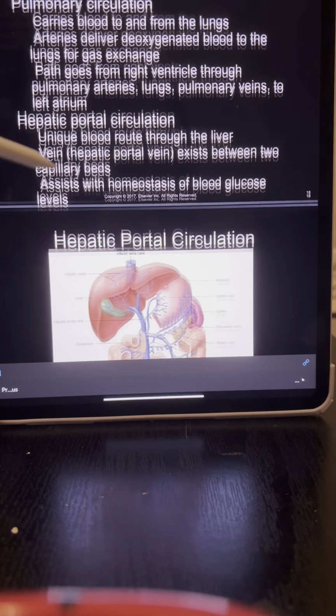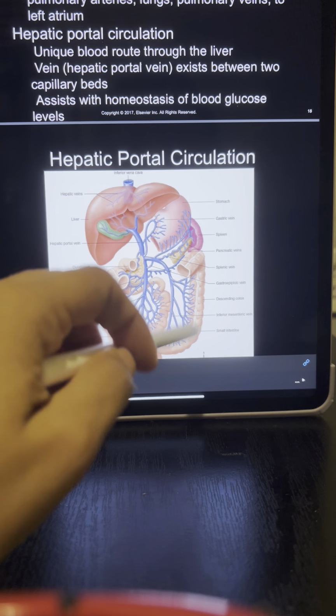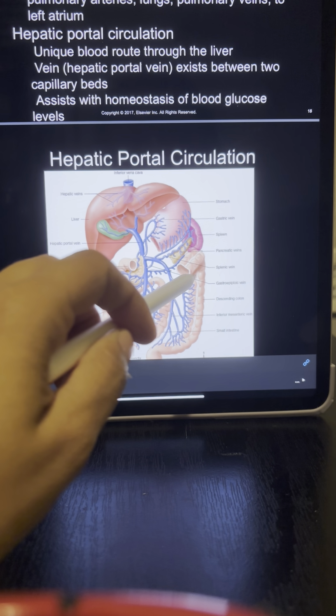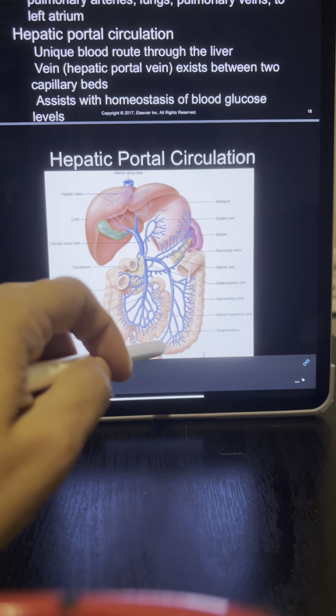Hepatic portal circulation. This is a unique blood route through your liver. Your hepatic portal vein exists between two capillary beds. This assists with homeostasis and blood glucose levels. So there are arteries in here, right? And these are taking the oxygen. And once the oxygen is taken, it's emptied into your venules, into your veins, which are here. And you can see where blood from every part of your large intestine is emptying into these veins.